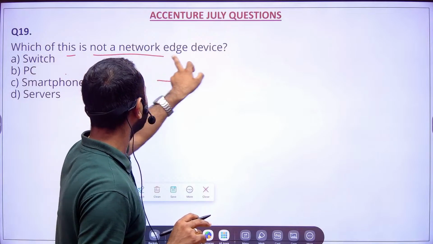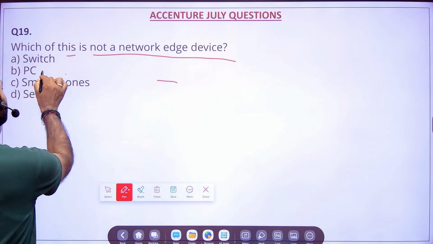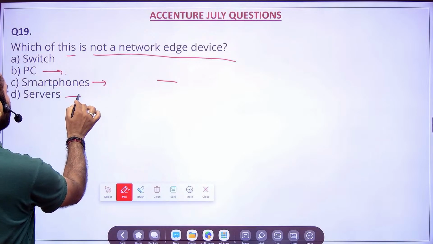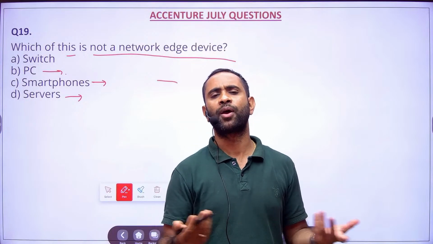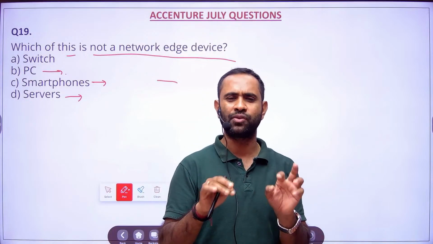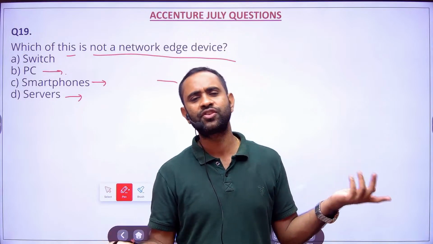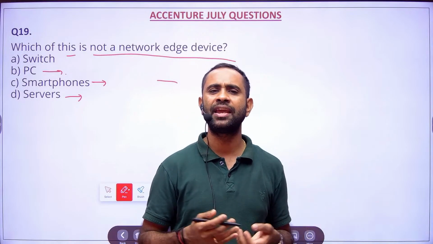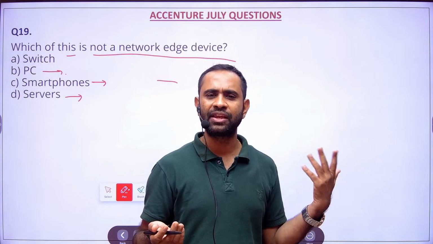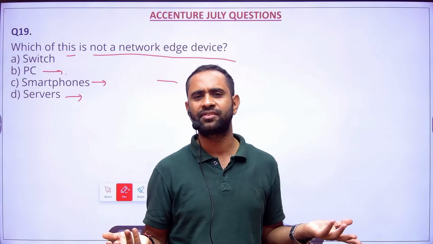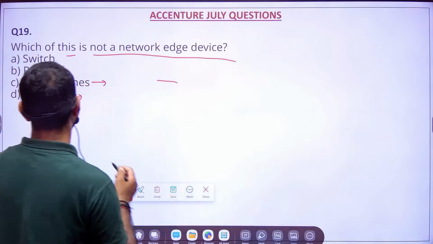Which of these is not a network edge device? Network edge devices, friends, are basically the PC, smartphone and server. All three you can use for browsing; you can open something, all those things you can do. But on a switch you can't do it. A switch is basically like routers, which you use for assigning IPs and routing IPs. All those things you will be doing in switches and routers.